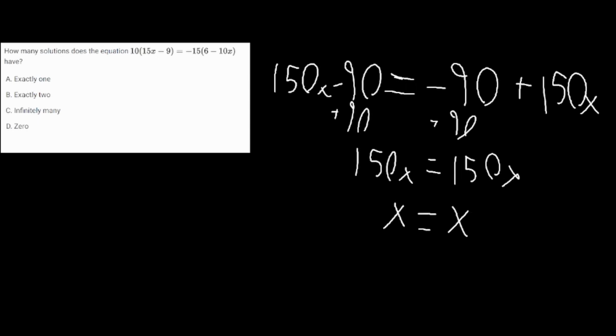What an astute observation. But anyway, what this means is that there are infinitely many values, because no matter what x was, it's true they'll always be equal to itself. No matter what number, all numbers will satisfy this equation, giving us answer choice C.